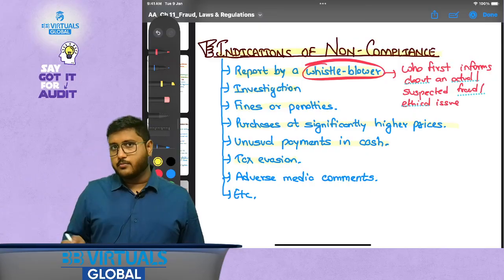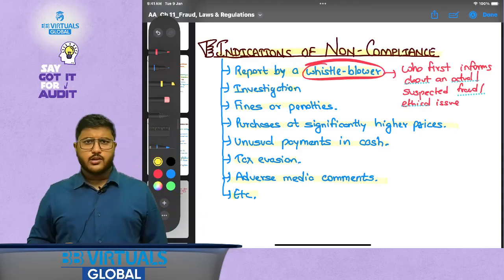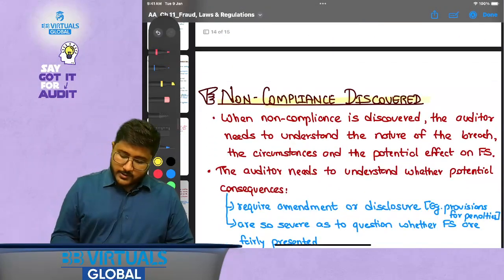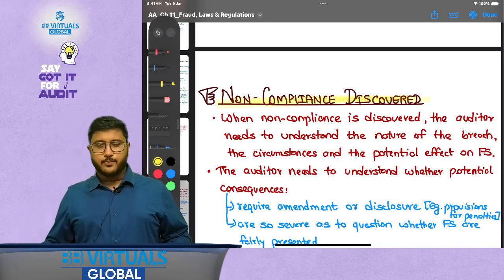Tax evasion, if I am trying to evade the tax. Adverse media comments, media is talking adversely about you, negatively about you, then there could be some non-compliances. Now, non-compliance is discovered. What if non-compliances are discovered? Then how does the auditor need to respond to it? The auditor needs to evaluate how they need to respond.